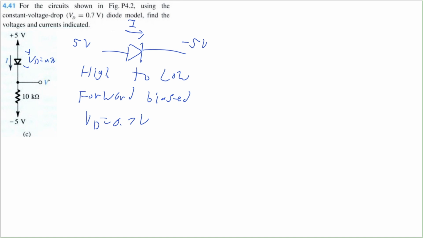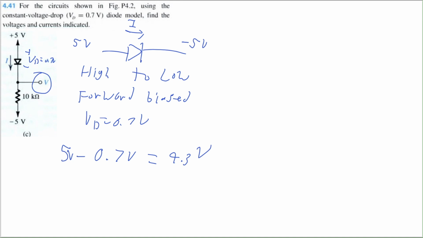Knowing that, we should immediately be able to calculate V. V will be 5 minus 0.7 volts, which equals 4.3 volts.